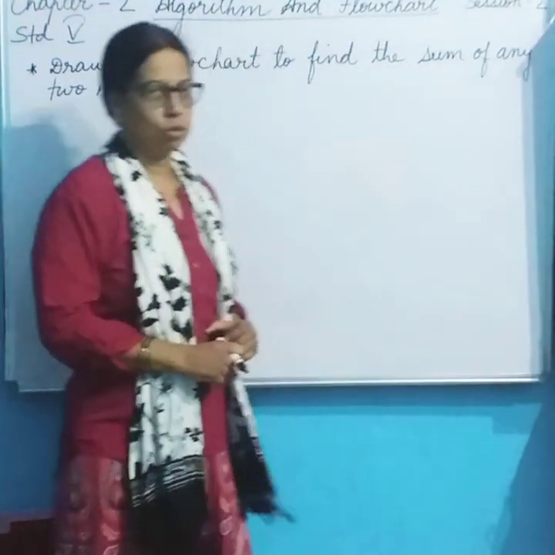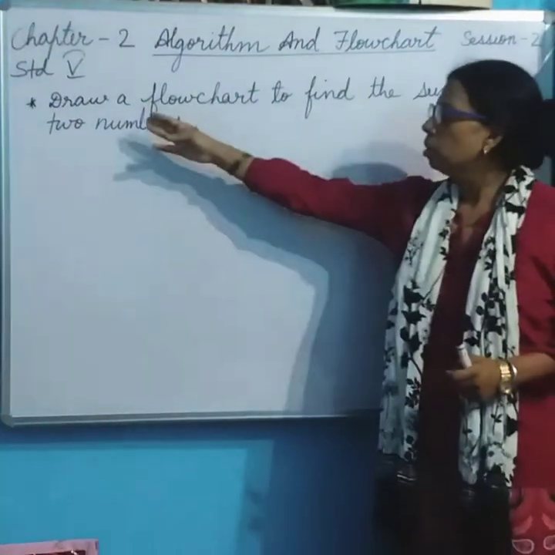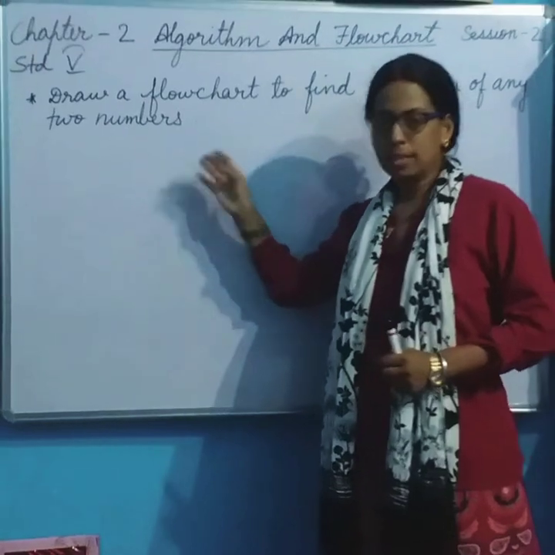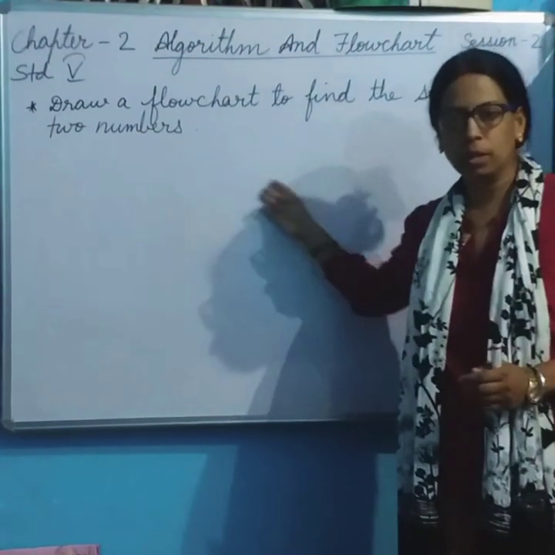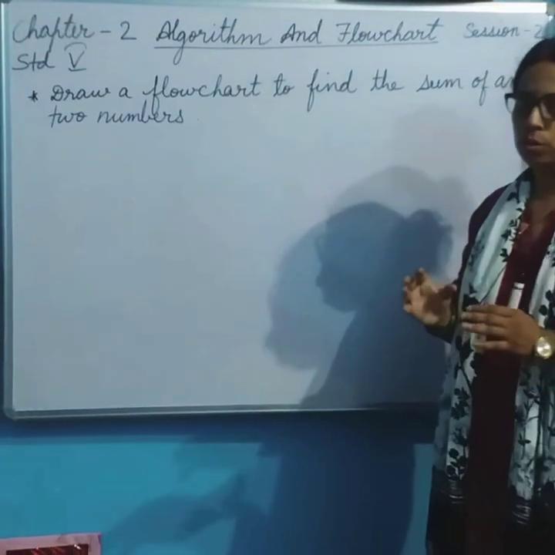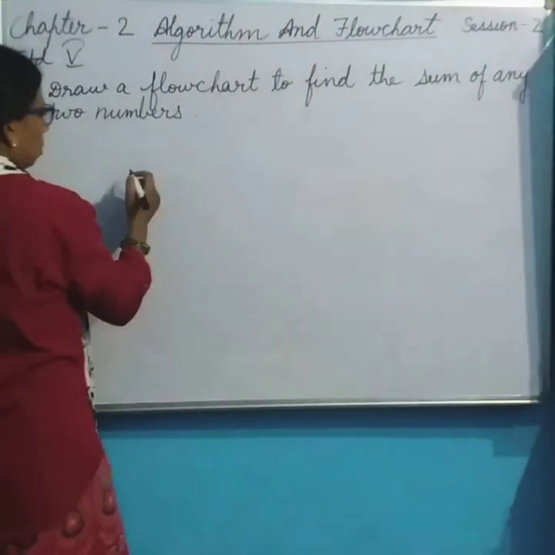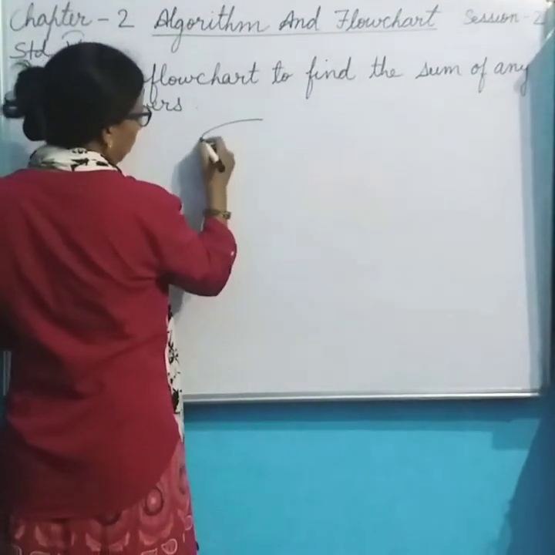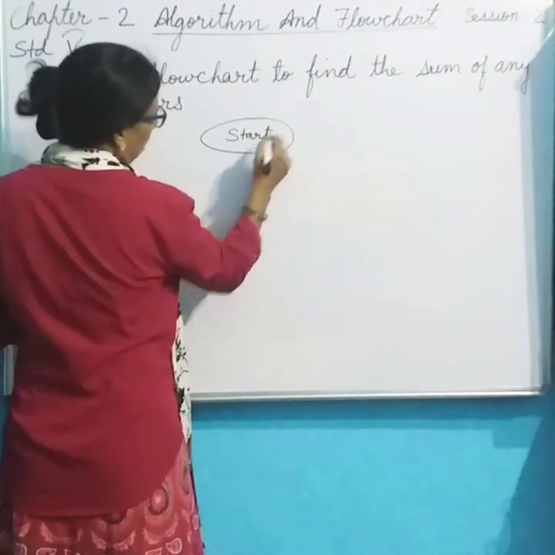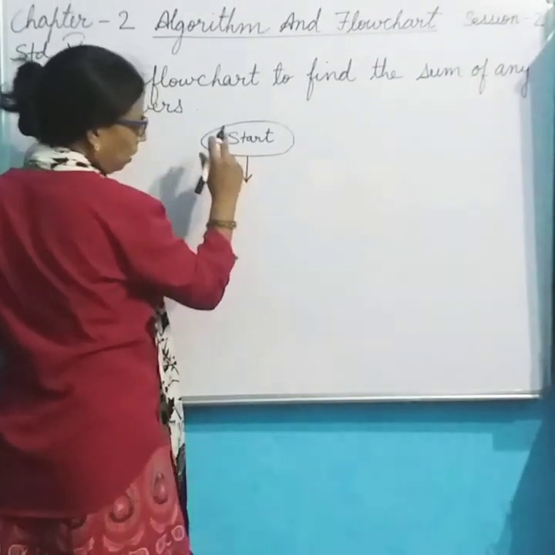So here we have a question. This is the problem which we have to solve by drawing a flowchart. Draw a flowchart to find the sum of any two numbers. As I have shown you the different symbols, let us use those symbols now to solve this problem. At the very beginning, which box are we going to draw? That will be the start box. Start. Then this is the flow line, which shows that we are moving downward.